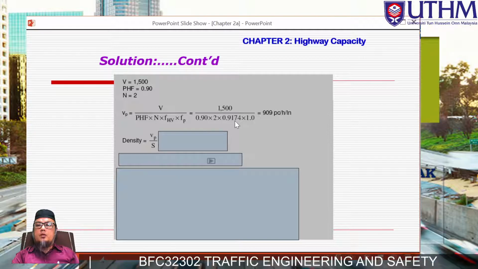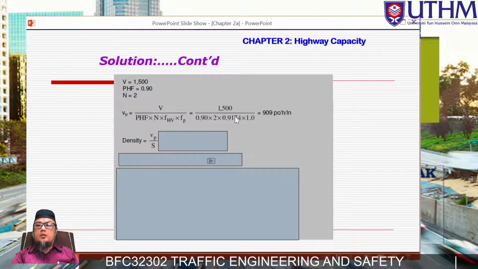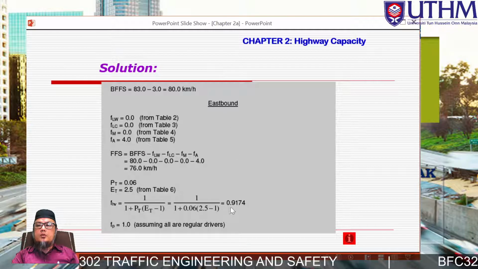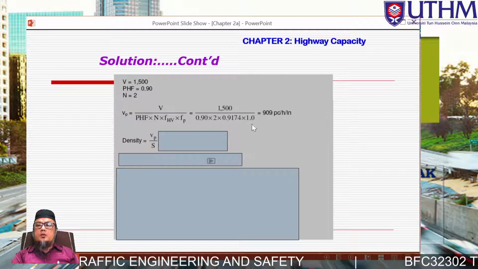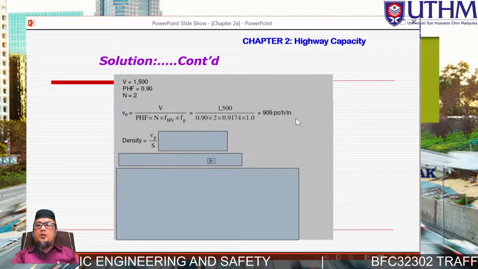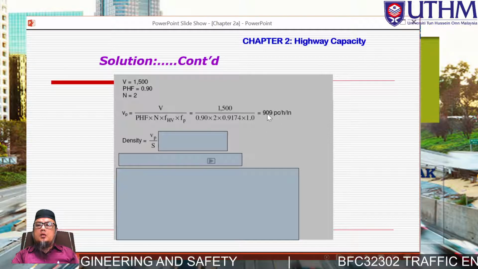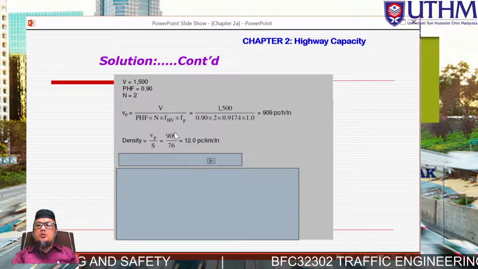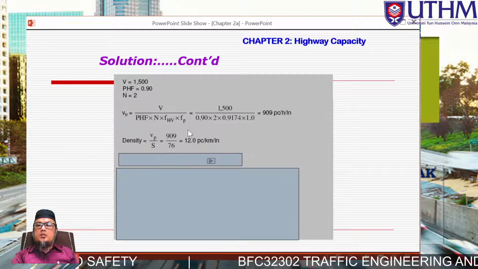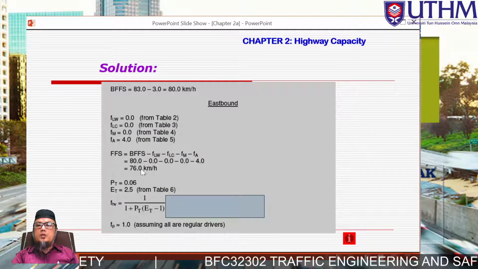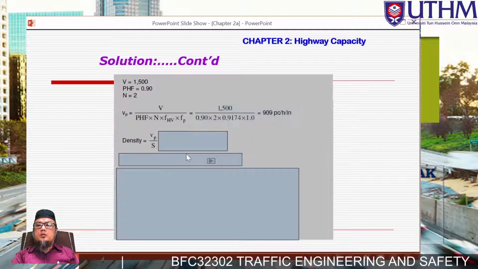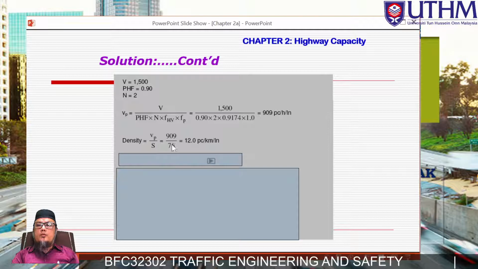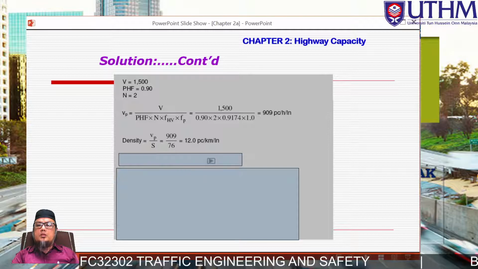Okay, this one is the heavy vehicle factor. We just calculated it before. So we have obtained VP. Adjusted volume is 909. So we can calculate density. So 909 divided by 76 that we obtained previously. So we obtained 12. So 12, which means which level of service?